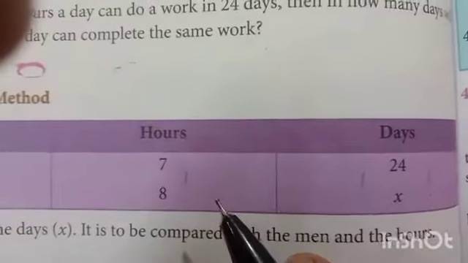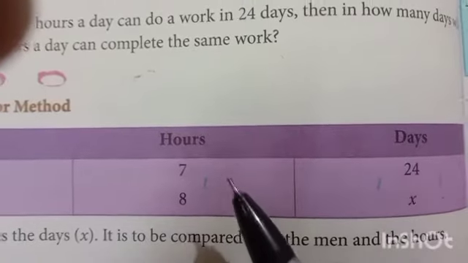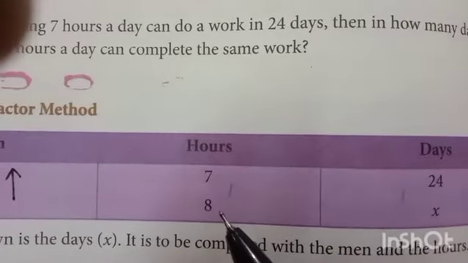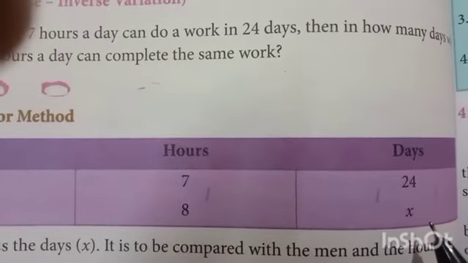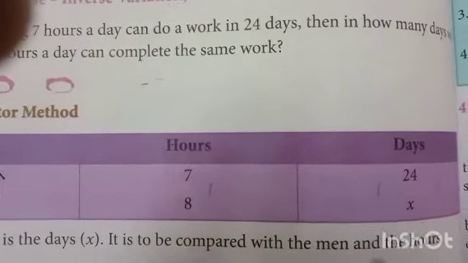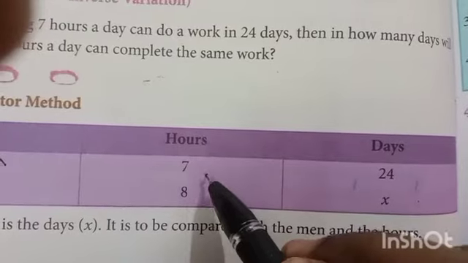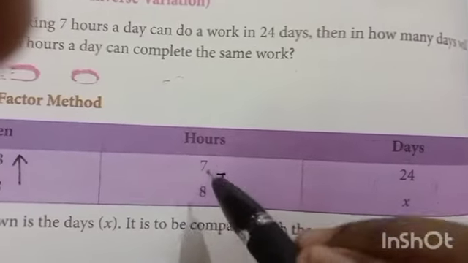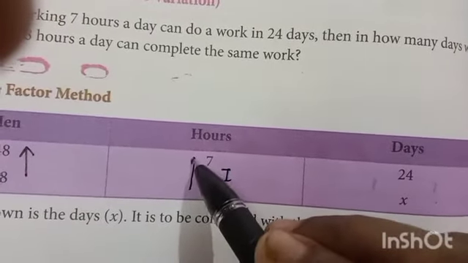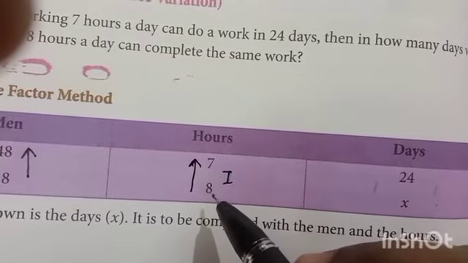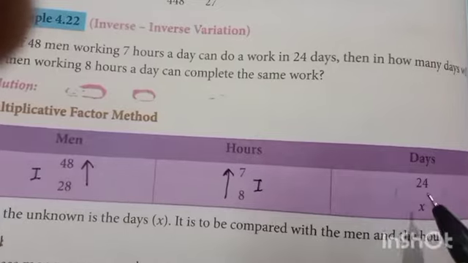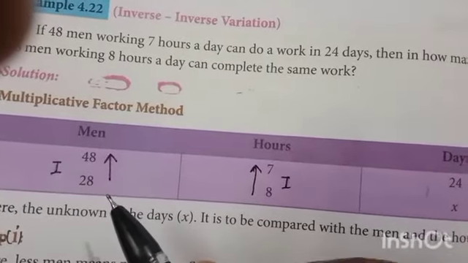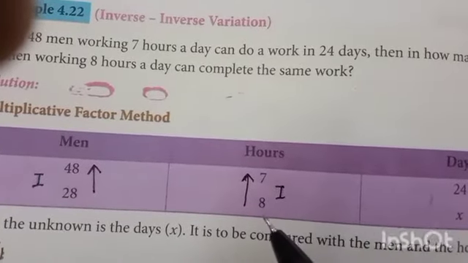Okay students, now you have to compare hours and days. The number of working hours increases, days decrease. So that is inverse variation. So what is the multiplying factor? 7 by 8. So how do you simplify this? 24 into 48 by 28 into 7 by 8.